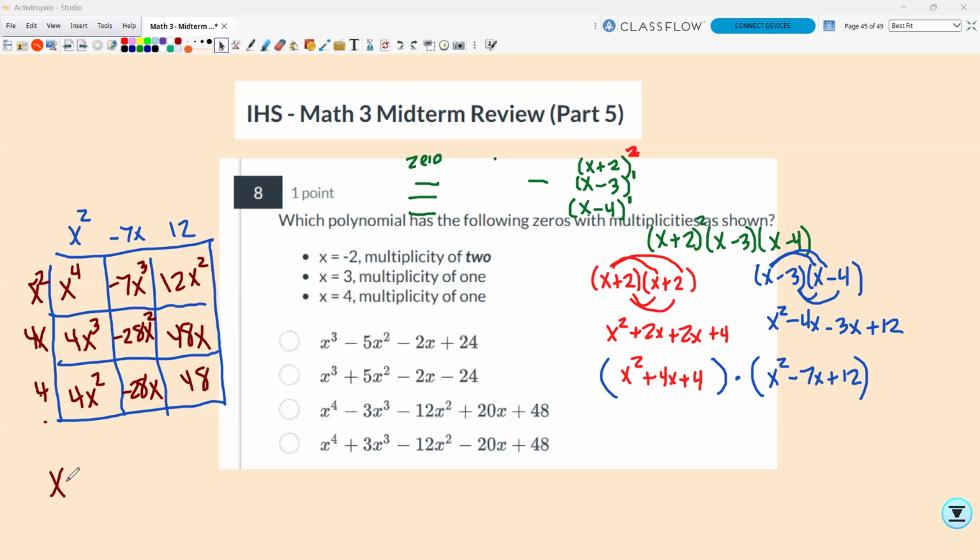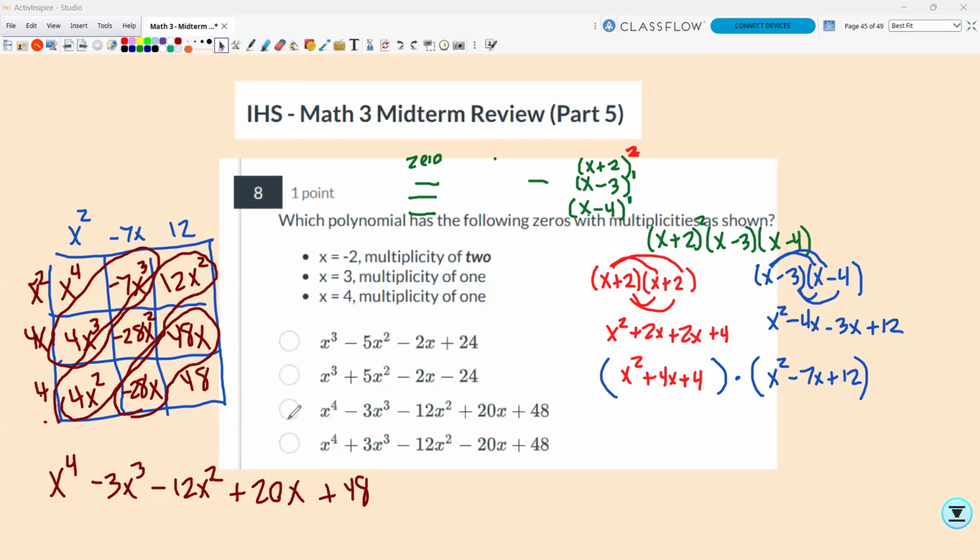So if you combine our like terms, you get x to the fourth. These two will give you -3x cubed. Those three, 12 plus 4 is 16, and then negative 28, that's actually going to be negative 12x squared. And then we have negative 28 and 48. Looks like that's going to give you 20x, and then finally 48 at the end. So we can come to that same conclusion without a graph. However, you can probably agree that the graph is going to be a little bit more time friendly.